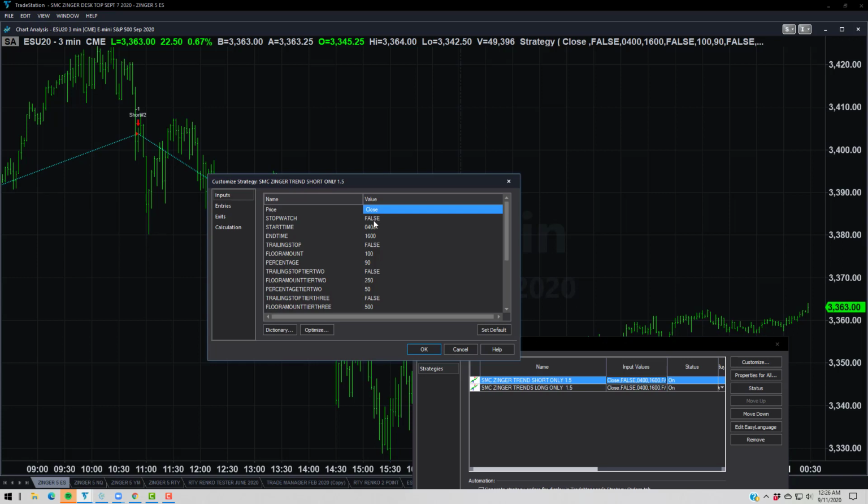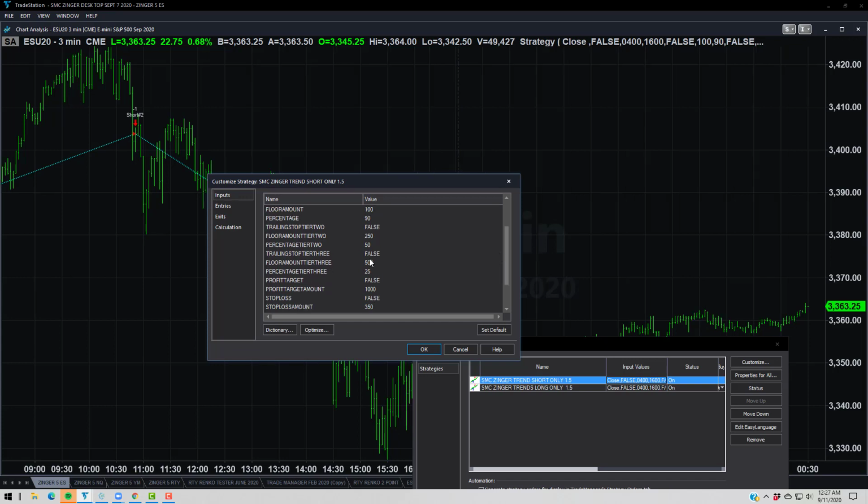Now we can set a clock on this, a stopwatch, to run only during certain hours. We didn't set that. This was running 24/7. We can set a trailing stop. We didn't do that. We can set a profit target. Actually, when I look at this here, we can actually set three trailing stops, what we call a chandelier. But we didn't set any. And I didn't set a floor amount for a profit target. And I didn't set a stop loss.